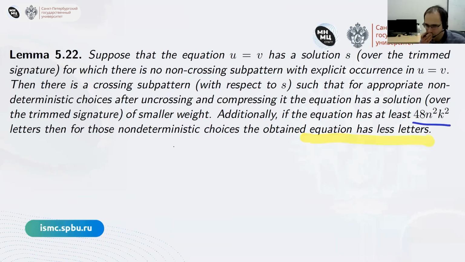As our initial equation is of linear size, it has n nodes. This means that we can all the time choose the pattern to compress so that we stay below 48 n squared k squared. Maybe I will not be able to show exactly the 48, because this requires some careful calculation, but let's say some big enough constant in front of n squared k squared.